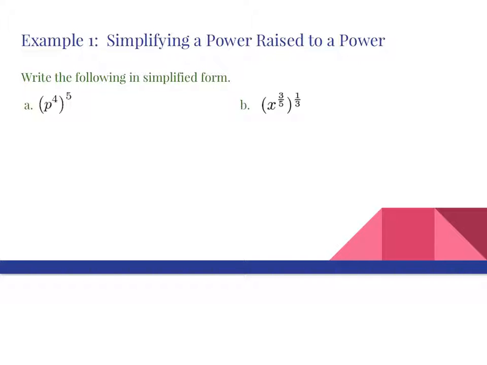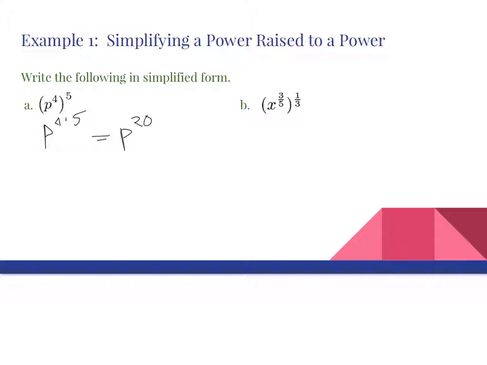Example 1, simplifying a power raised to a power. Write the following in simplified form. So again, p to the 4th raised to the 5th, we end up with p to the 4 times 5, equal to p to the 20th.